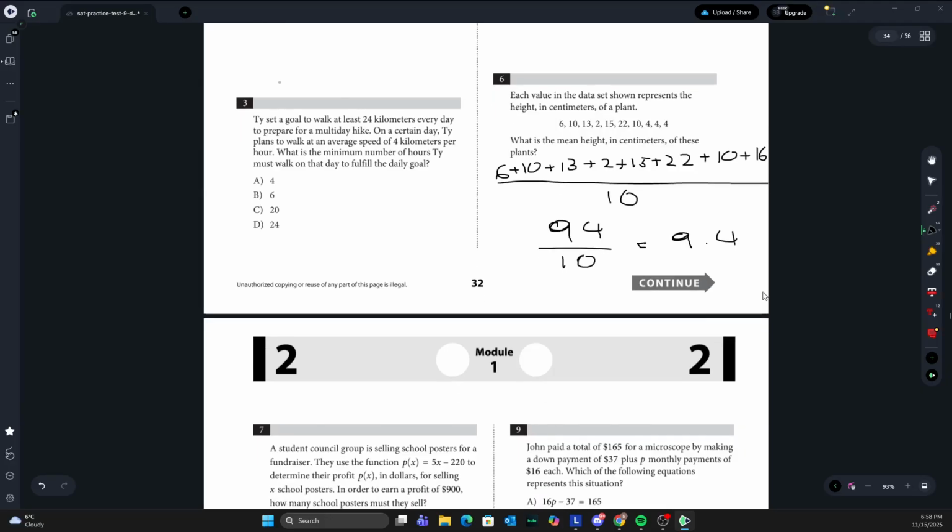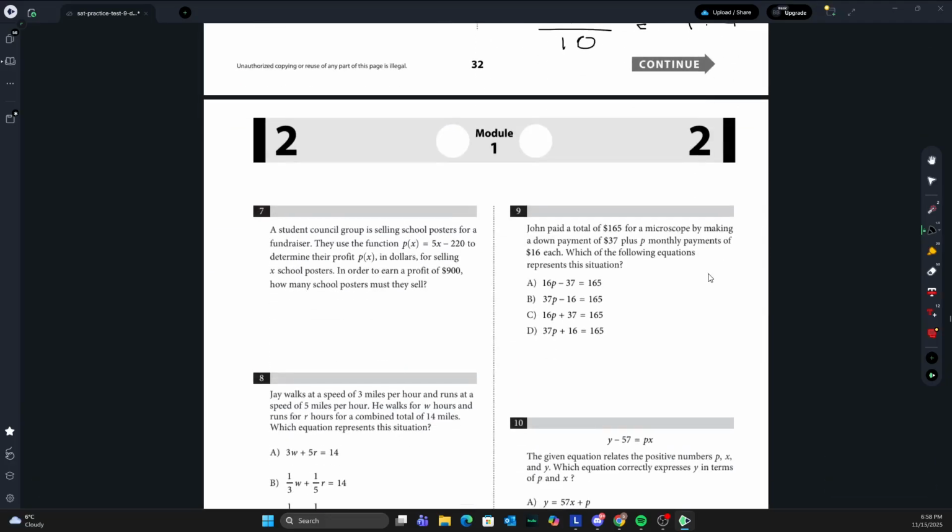Alrighty. Question 7. A student council group is selling school posters for a fundraiser. They use the function p of x is equal to 5x minus 220 to determine their profit p of x in dollars for selling x school posters. In order to earn a profit of $900, how many school posters must they sell? We know that the function p of x is equal to profit. So we want p of x to be equal to 900, since we're trying to earn a profit of $900. So I can set this up as 900 is equal to 5x minus 220.